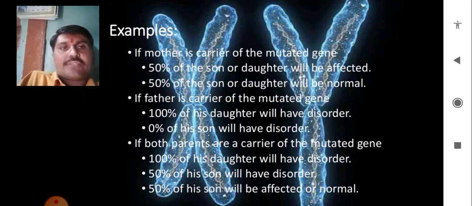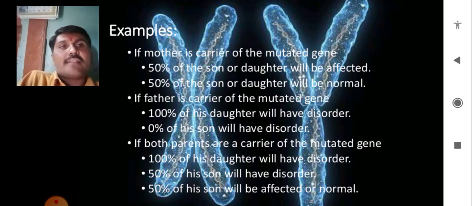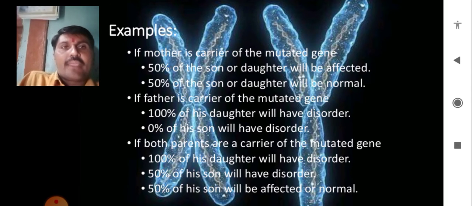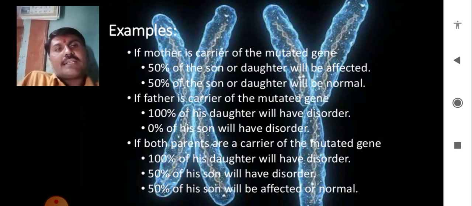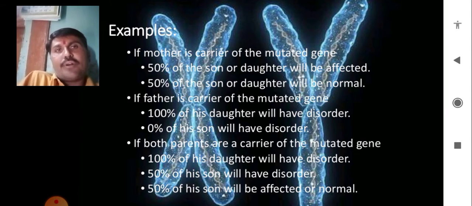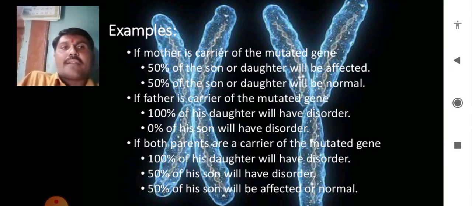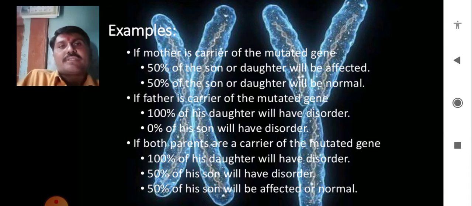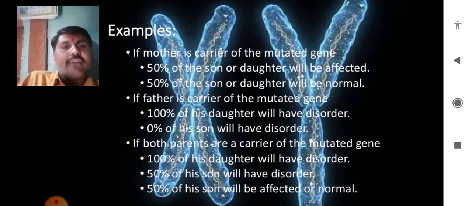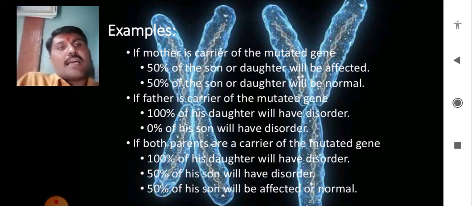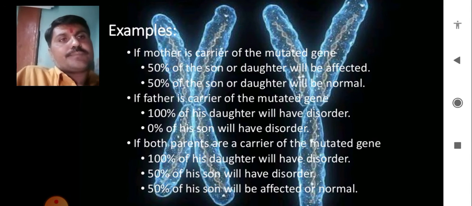Now we look at the next example. In this case, the father is a carrier of the mutated gene and the mother is normal. If the father is a carrier of the mutated gene, 100% of his daughters will have the disorder, which means females will have the disorder, and 0% of his sons will have the disorder, which means sons will not have any disorder. If both parents are carriers of the mutated gene.